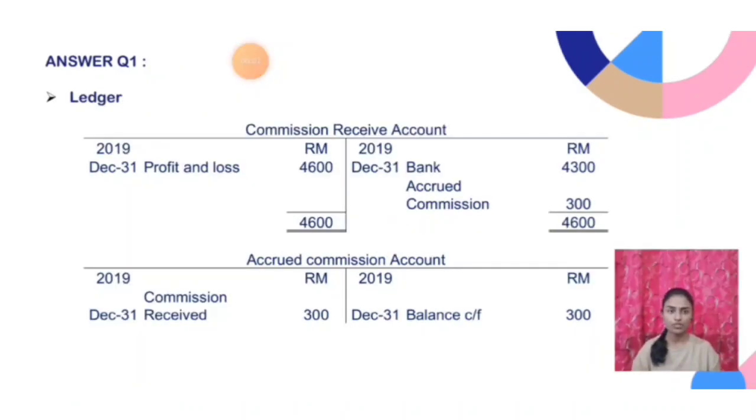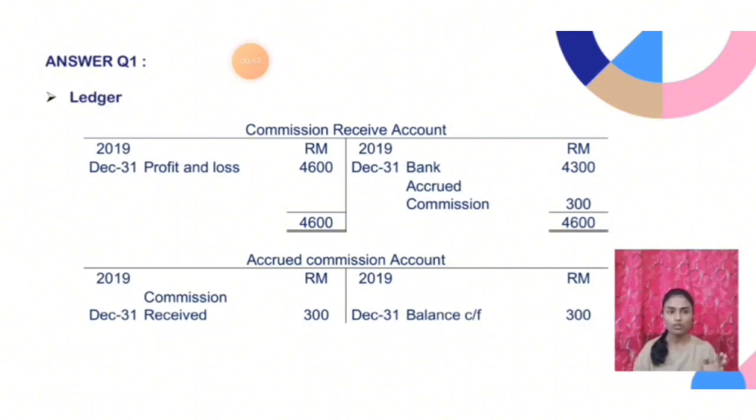After that, we have to post it to the ledger accounts. So we have to open commission receipt account and accrued commission account. For commission receipt account, we have to take the bank balance 4,300 from the trial balance given. We have to put the bank in the credit side because commission receipt account is a type of revenue. So if a revenue increases, we record it in the credit side. And then accrued commission account 300 in the credit side because accrued commission will also increase the commission receipt account. So that's why we record it in the credit side.